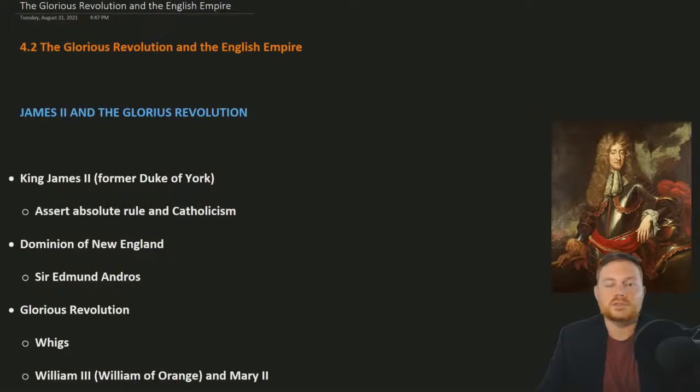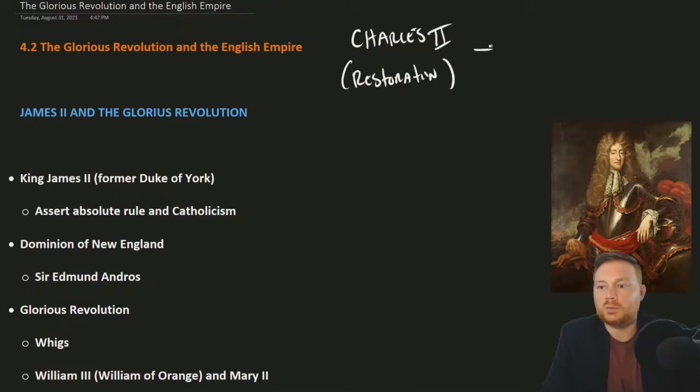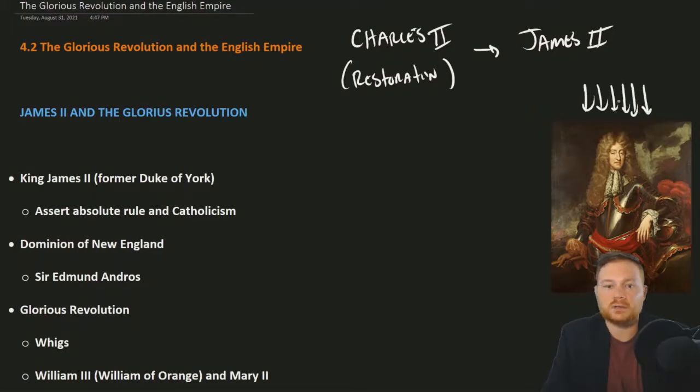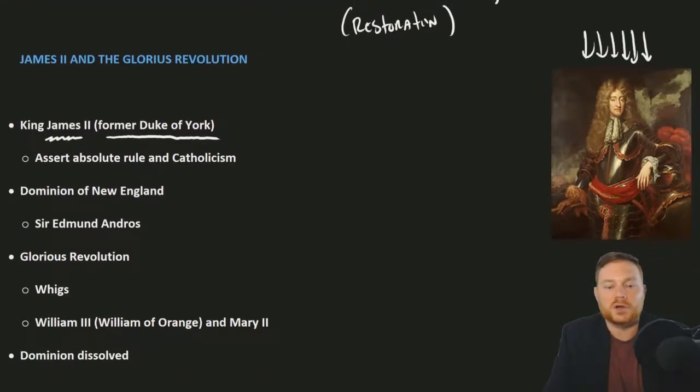All right, this is OpenStax US History, Chapter 4, Section 2, The Glorious Revolution and the English Empire. So in this section, we're moving from the rule of Charles II, who you'll recall is the Restoration King, to James II, who was his brother. Here is James pictured here, looking pretty fancy. James II is the same James who was the former Duke of York. This guy was in charge of the New York colony when it passed to England's hand from the Dutch.